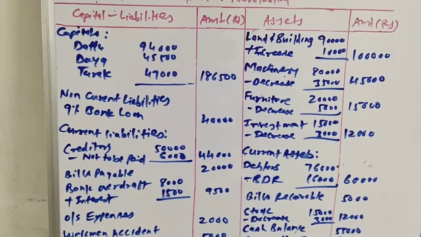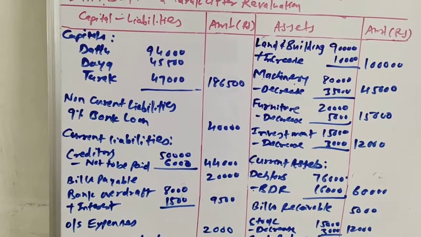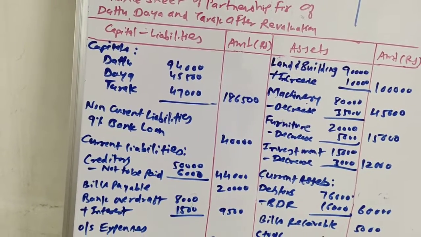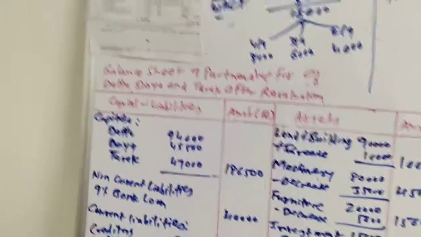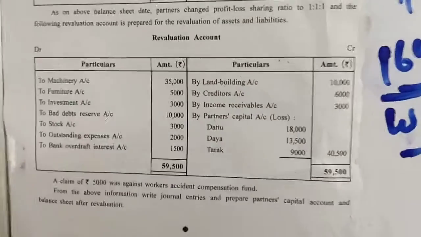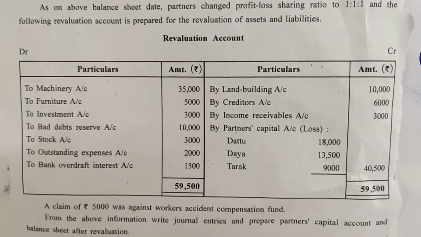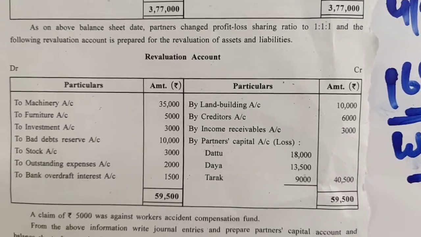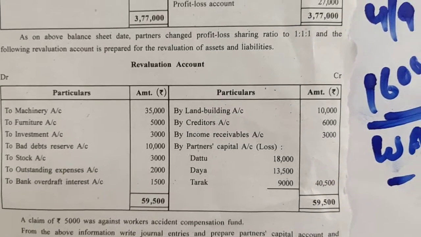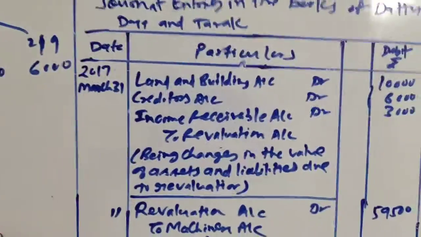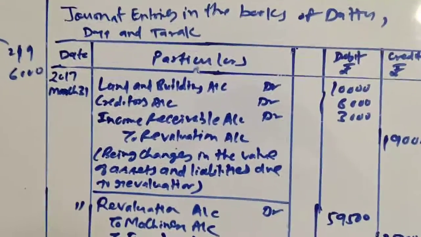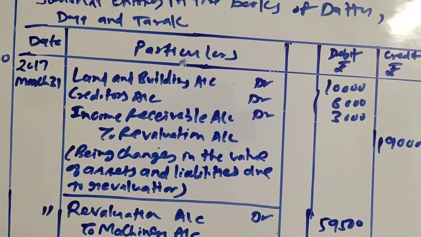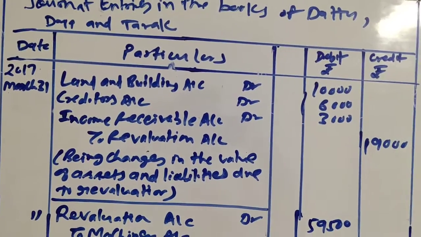Okay, and the maximum entries we have run: entry for general reserve, we have done for profit and loss account, we have done for workman accident compensation fund, and we have to pass entries for the items of revaluation account. Let us see once again. Revaluation account, 3 items: land and building, creditors, and income receivable on the credit side. So one entry we will write for this: land and building account debit, creditors account debit, income receivable account debit to revaluation account. Here it is. First entry in my format: land and building account debit, creditors account debit, income receivable account debit to revaluation account, being changes in the value of assets and liability due to revaluation.